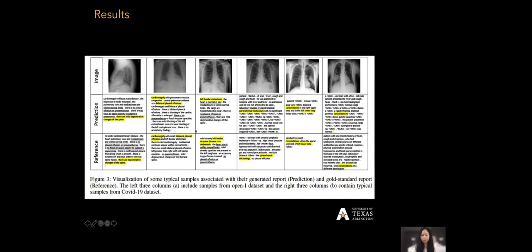In future work, we will also further extend this work to CT and MRI clinic notes generation.